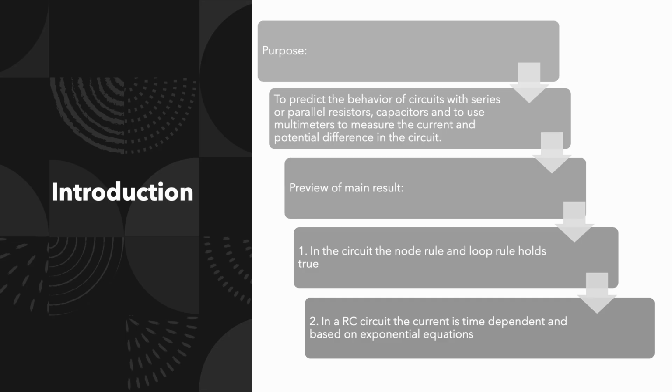The purpose of this lab video is to predict the behavior of circuits with series or parallel resistors and capacitors, and to use multimeters to measure the current and potential differences in the circuit. A preview of the main results: in the circuit, the nodal and the loop rule hold true. In an RC circuit, the current is time dependent and based on exponential equations.